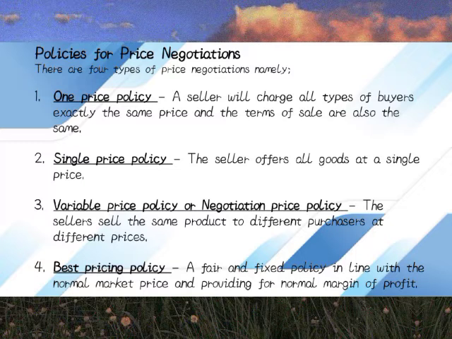So the second policy is the single price policy. The single price policy is when the seller offers all goods at a single price. Sometimes, one price policy is confused with single price policy because we often think that having one price policy means that all of the goods are at the same price just because of the words one price. Single price policy, in other words, means everything in stock costs the same.